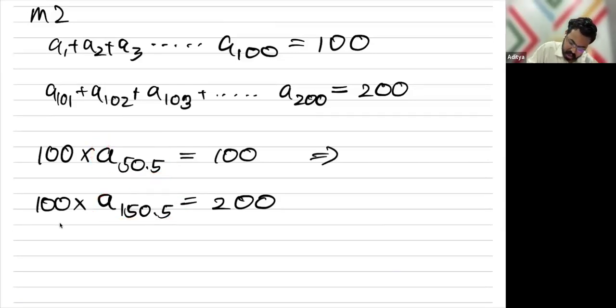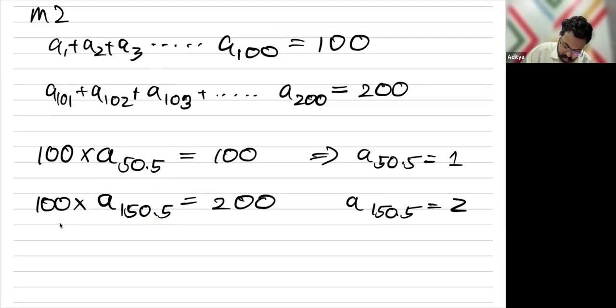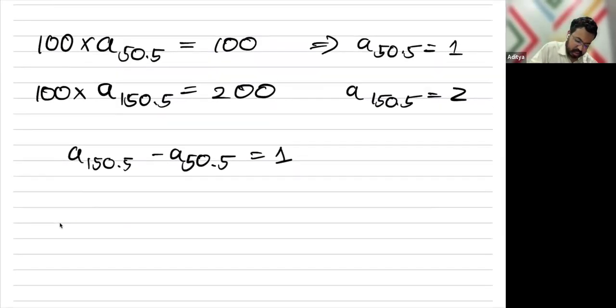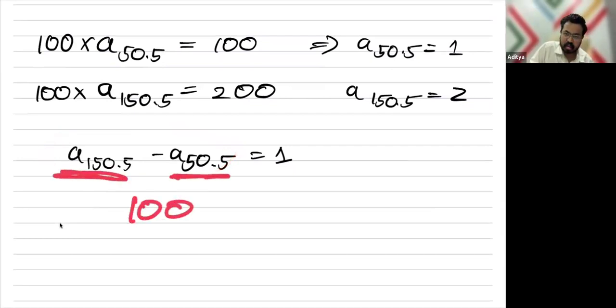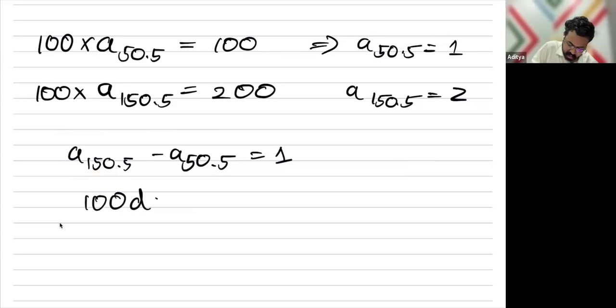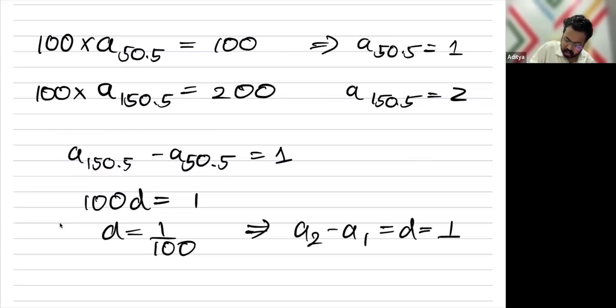Now what I can say from here is that A50.5 is equal to 1. A150.5 is equal to 2. When I subtract them, A150.5 minus A50.5 is equal to 1. This is just 100 times the common difference because the separation between these two terms is 100. So 100 times D is equal to 1. D is equal to 1 upon 100. And this implies that A2 minus A1 equals D equals 1 by 100.